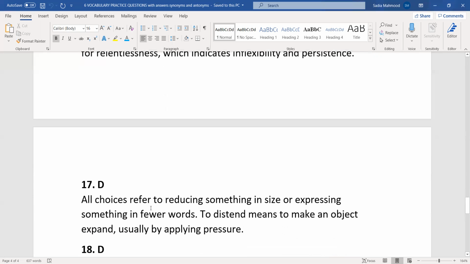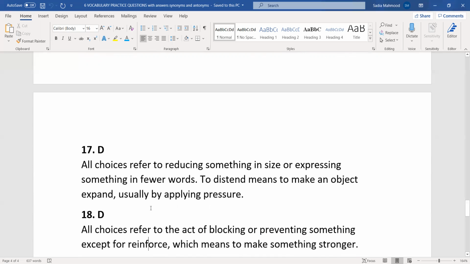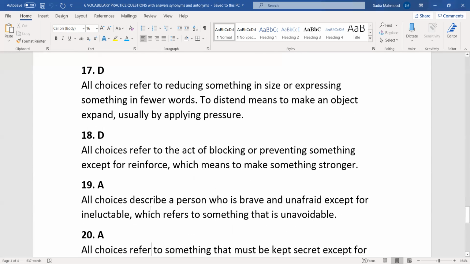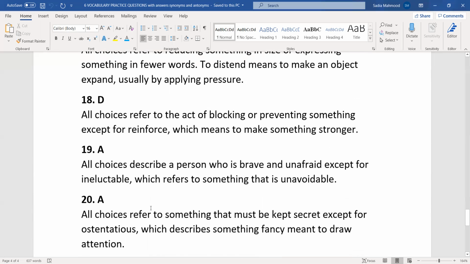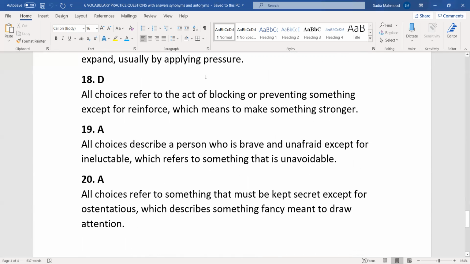Question number 17, option D is the right answer. All choices refer to reducing something in size or expressing something in fewer words. To distend means to make an object expand, usually by applying pressure. Question number 18, all choices refer to the act of blocking or preventing something except for reinforce, which means to make something stronger. Question 19, option A is the right answer.